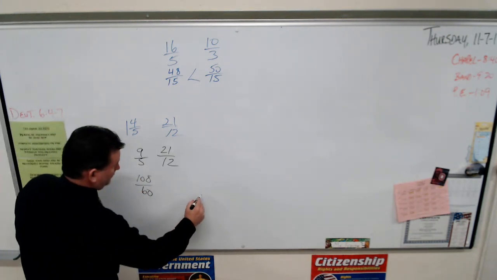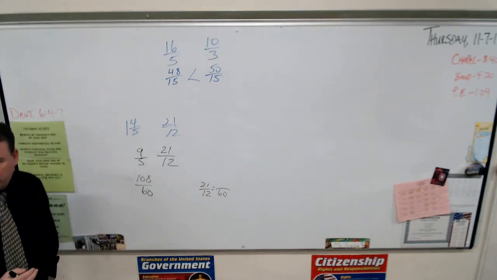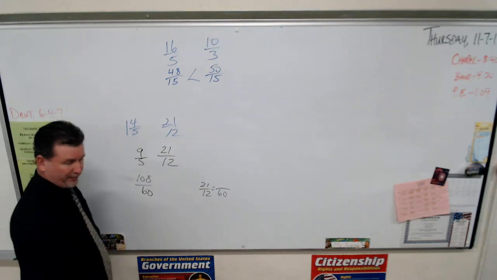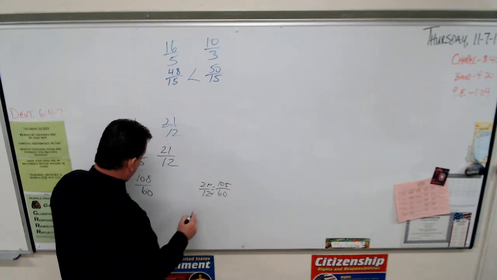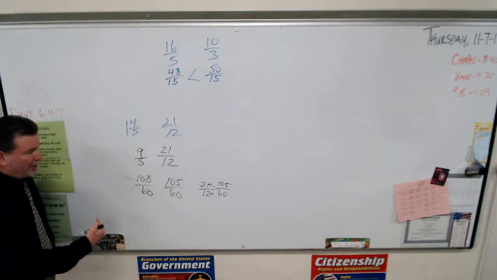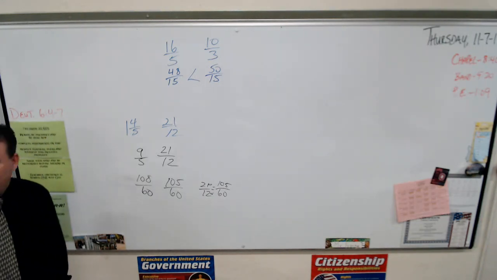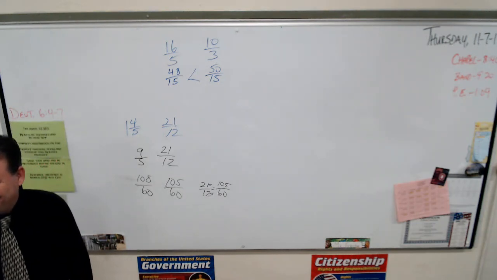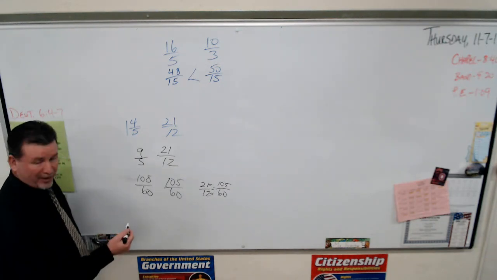21/12. I got to change that into 60ths. What did I multiply 12 by to get 60? 5. David, what's 21 times 5? 105. So now I'm comparing 105 over 60 to 108 over 60.